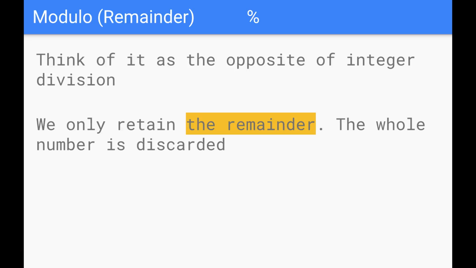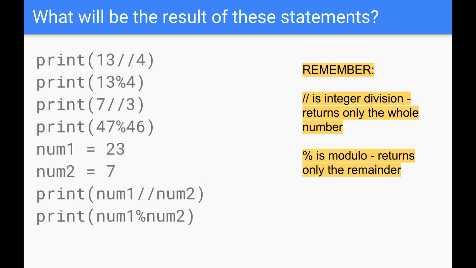So if we have a look at a few more examples, if we go through these one at a time, I want you just to think about what you would expect to see here. So to start with, 13 integer division 4. This will result in 3 because we have 3 whole lots of 4 that go into 13. So if we look at the modulo now, 13 mod 4, the result in this case will be 1 because there is 1 remaining. 7 integer division 3, that's going to be 2. 47 mod 46, we're going to have just 1 remaining there, so that's 1.